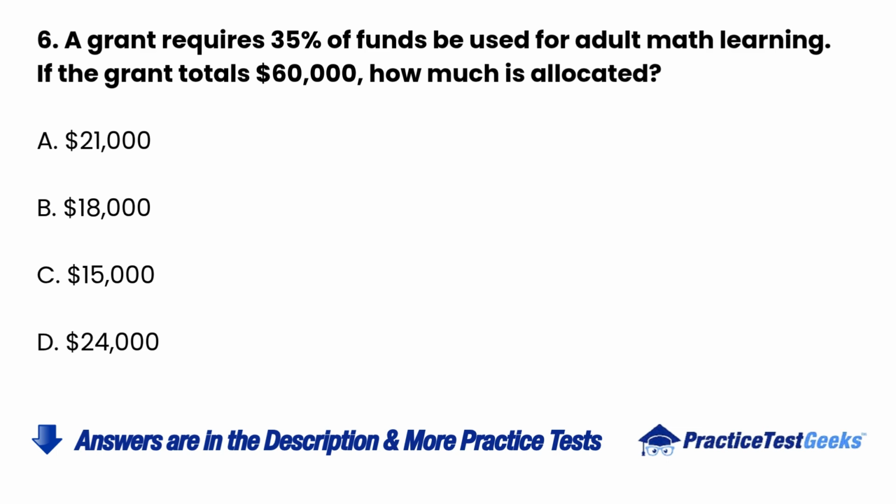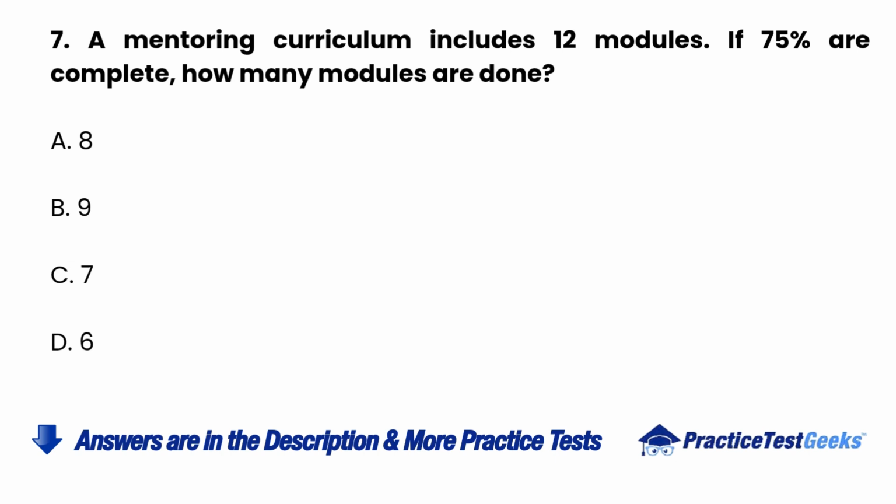6. A grant requires 35% of funds be used for adult math learning. If the grant totals $60,000, how much is allocated? A. $21,000. B. $18,000. C. $15,000. D. $24,000.